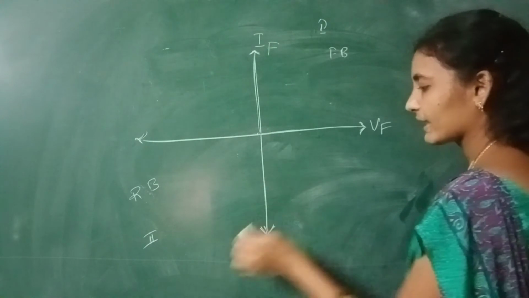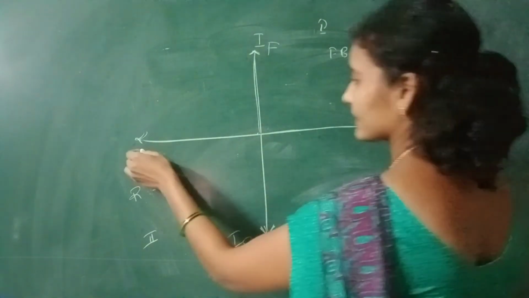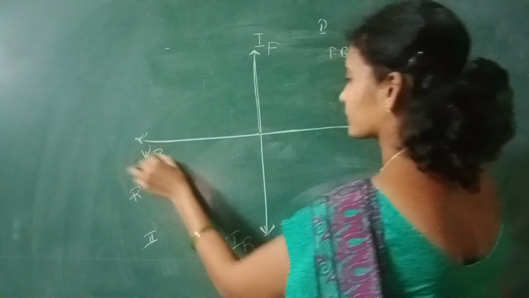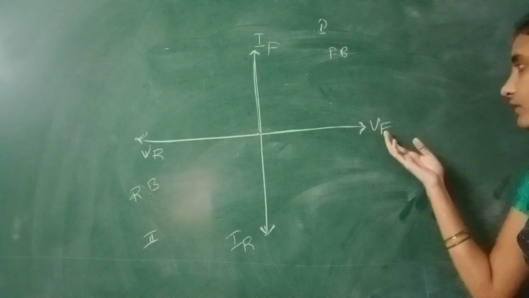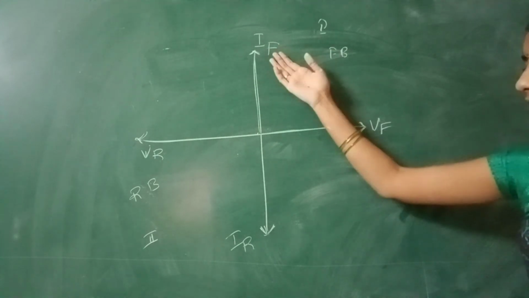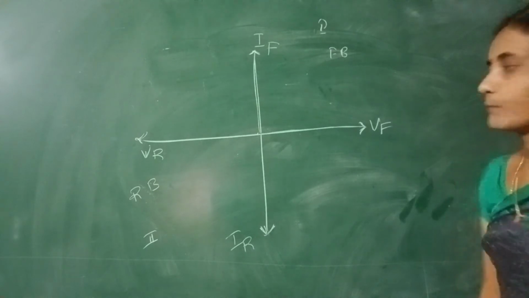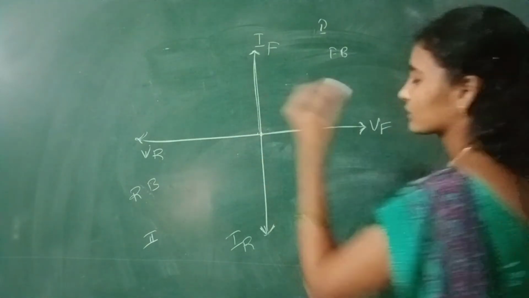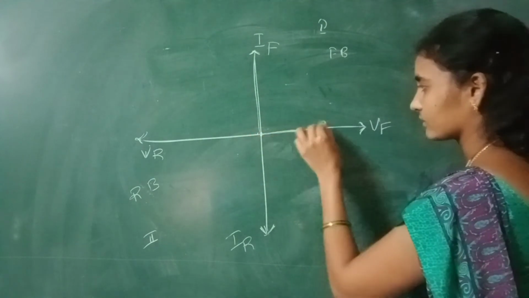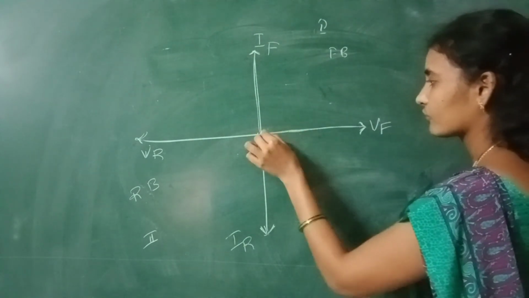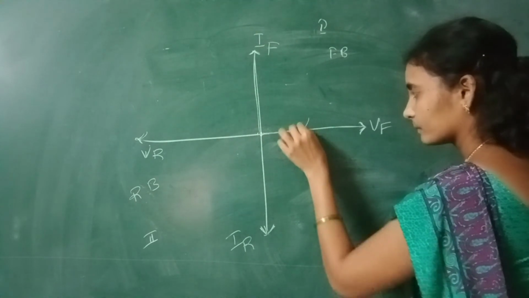The negative y-axis is represented for the reverse current, and the negative x-axis is represented for the reverse voltage. So this is forward bias, meaning forward current and forward voltage. This is for reverse bias, reverse current and reverse voltage. So this is the origin. Initially the voltage is increased.